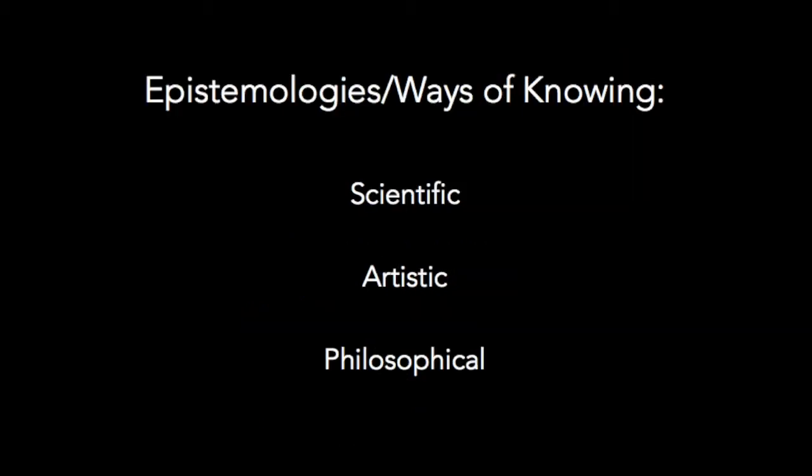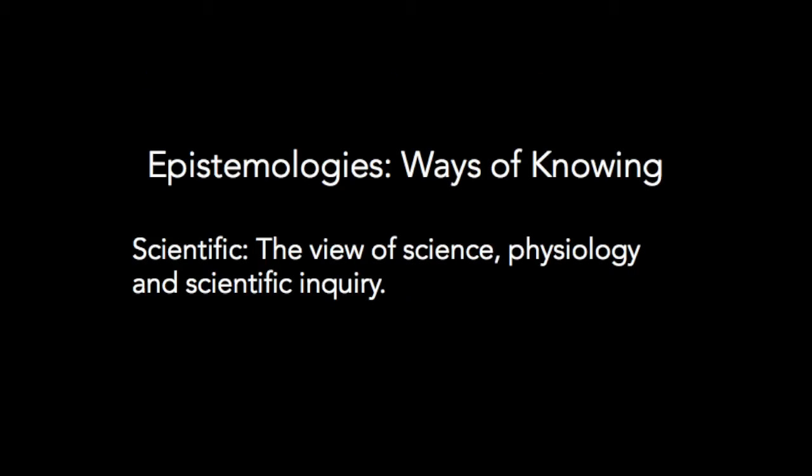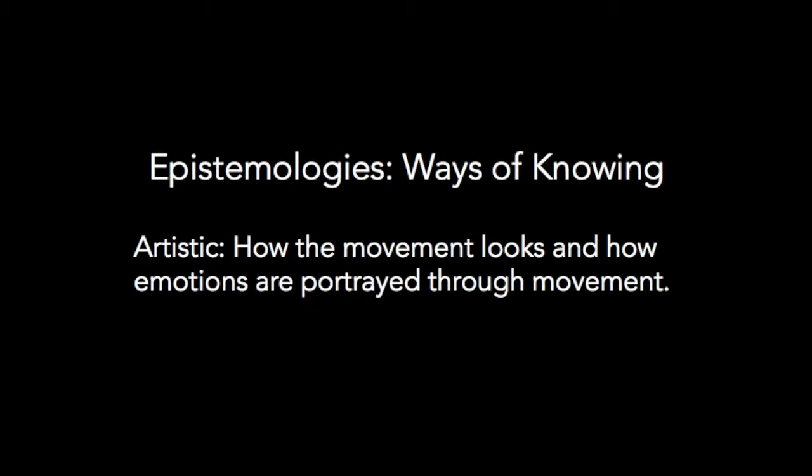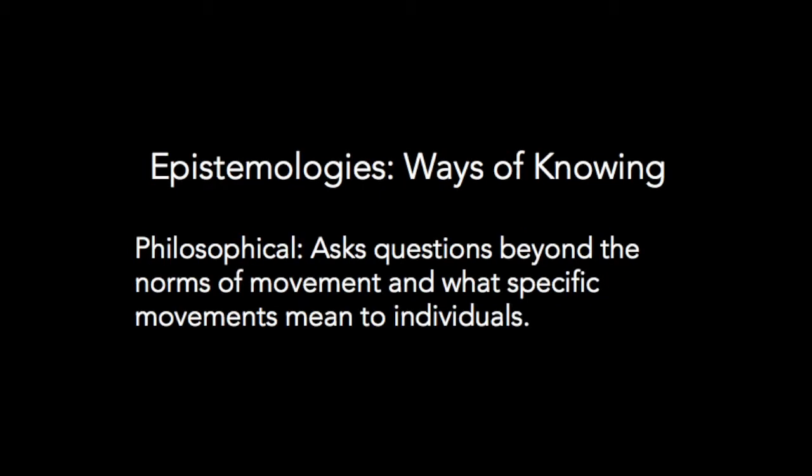There are three different epistemologies or ways of knowing that will be discussed throughout this video. The first of the three is a scientific view, the view of physiology and scientific inquiry. The second view is an artistic view, how the movement looks and how a person portrays their emotions through their movement. The third view is a philosophical view, the view that delves deeper into what movement means and what specific movements mean to an individual.